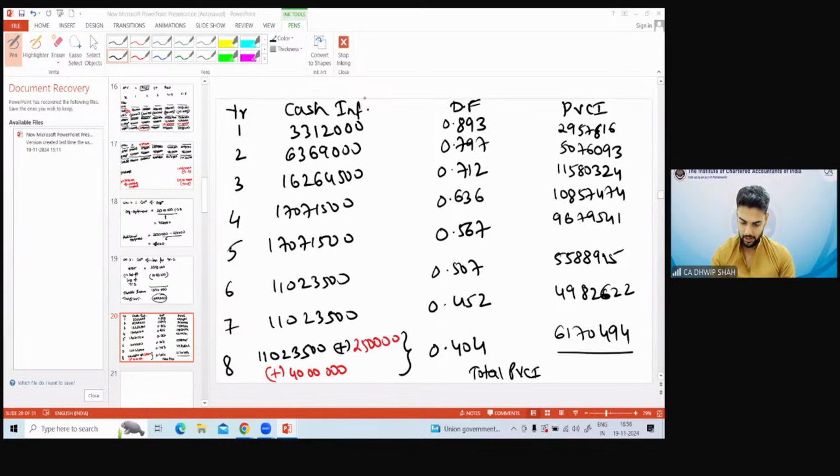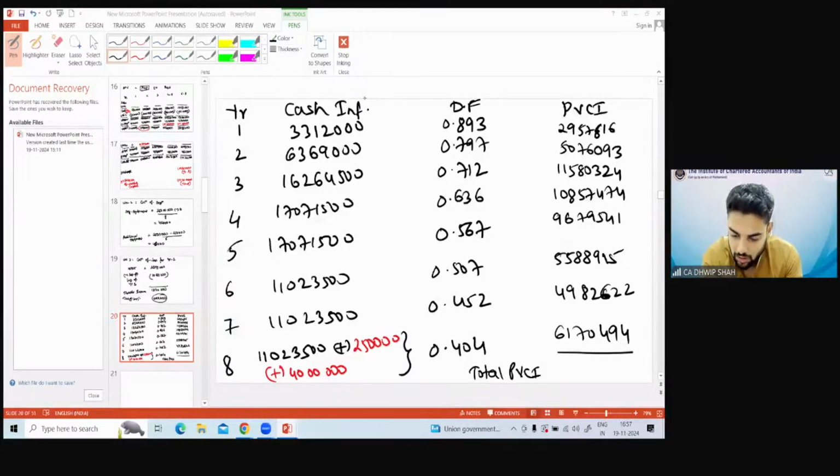Plus 49,82,622 plus 55,88,915 plus 96,79,541. Now you just need to add these cash inflows. Plus 115,80,324 plus 50,76,093 plus 29,57,616. The total is 568,93,079. Yes, Pritesh was correct.